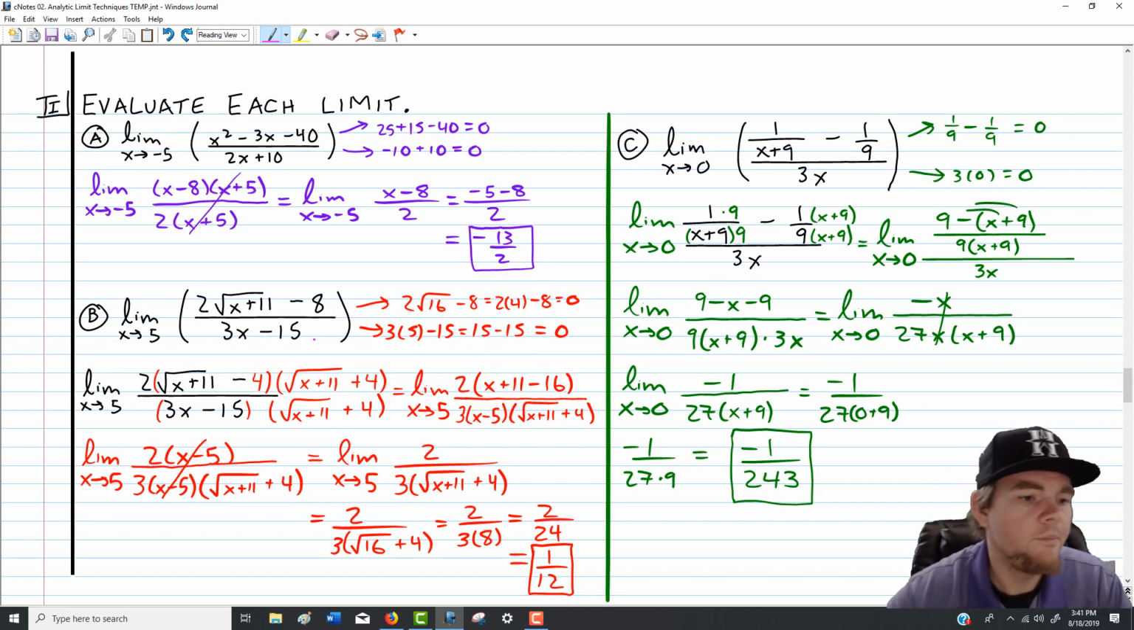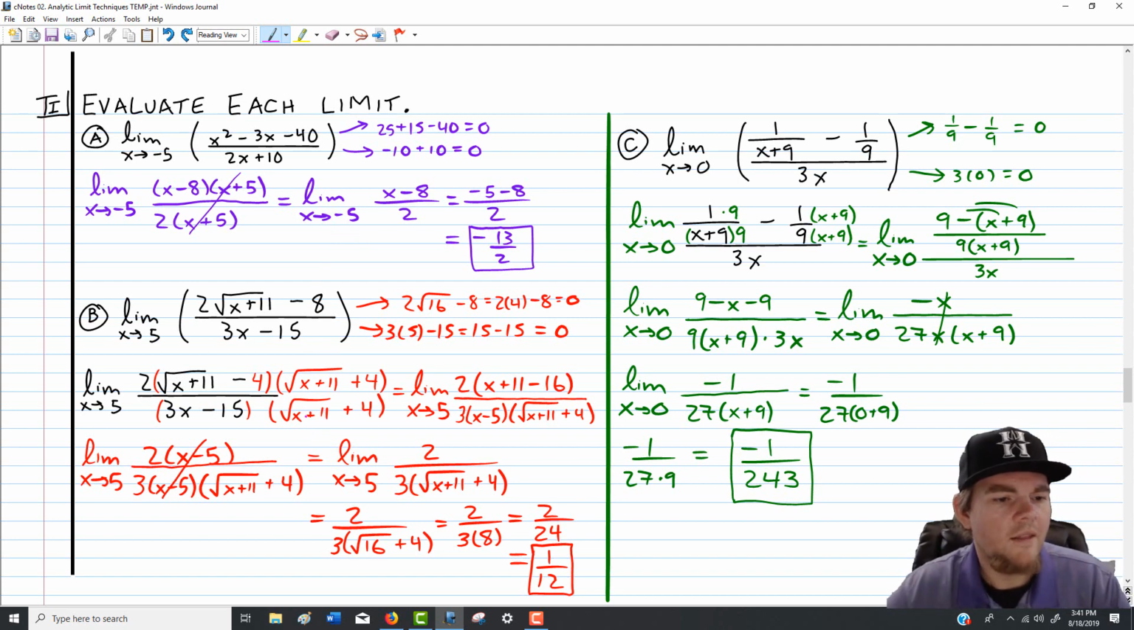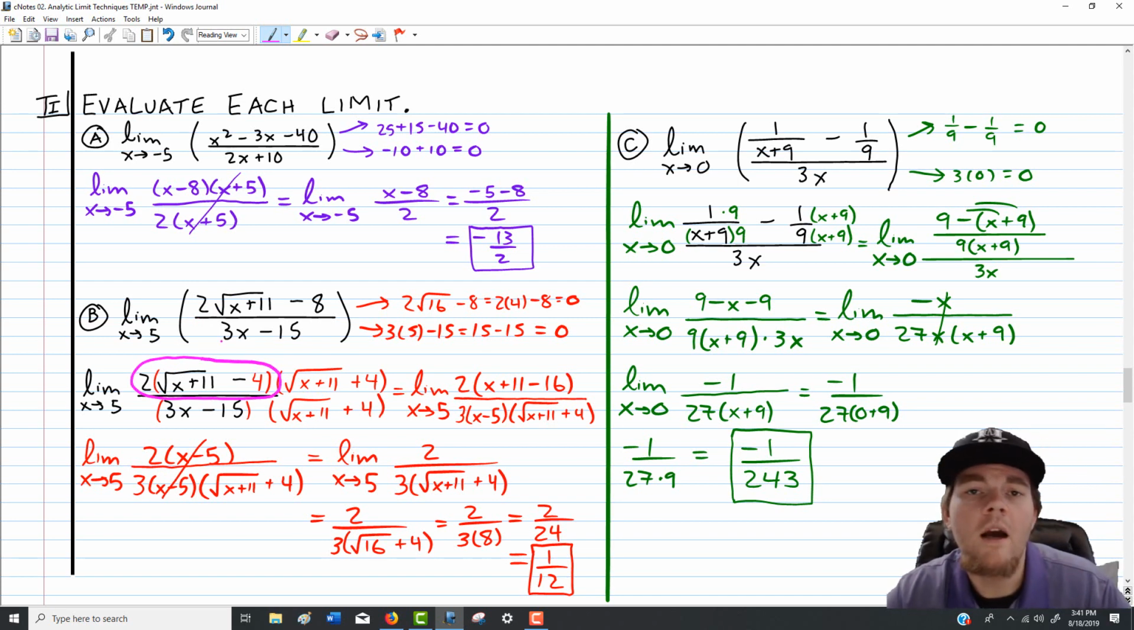Don't see a whole lot of issue. On the second one, on part B, I think that the biggest challenge came from that 2 in front of the square root. So you might notice that I approached this one slightly differently than maybe you did. I didn't multiply by a conjugate of 2 root x plus 11 plus 8.